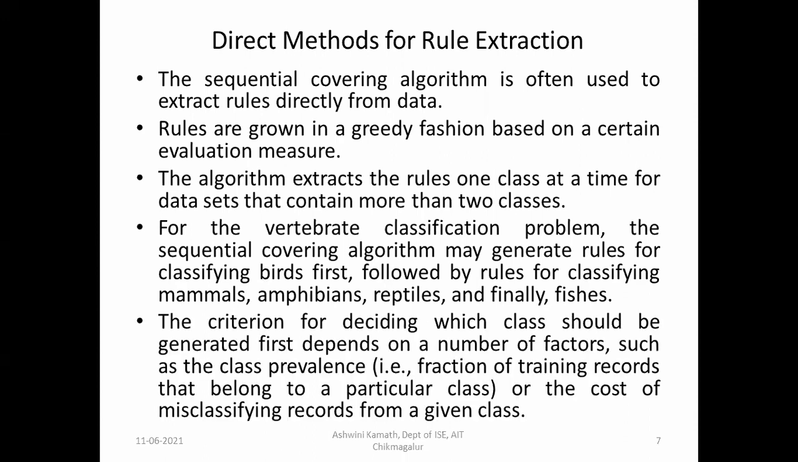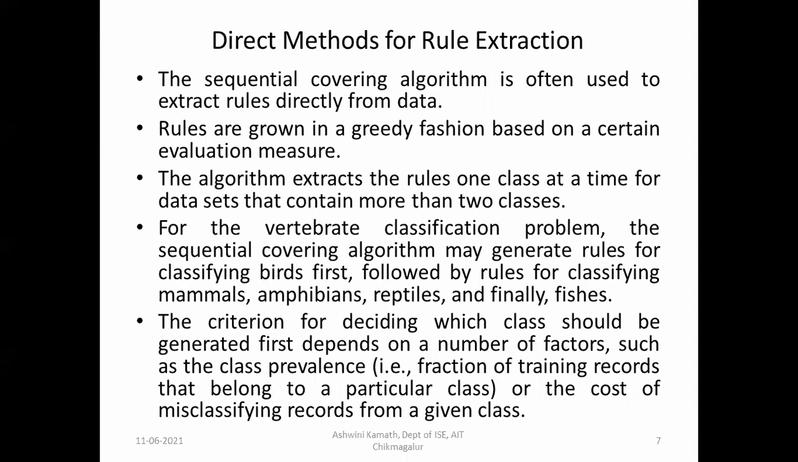The criterion for deciding which class should be generated first depends on a number of factors, such as the class prevalence, that is the fraction of training records that belong to a particular class, or the cost of misclassifying records from a given class. That is deciding which class should be generated first, which one we have to consider first. For example, whether we have to consider birds or amphibians as the first one. It depends on a number of factors based on the algorithm that we have taken.